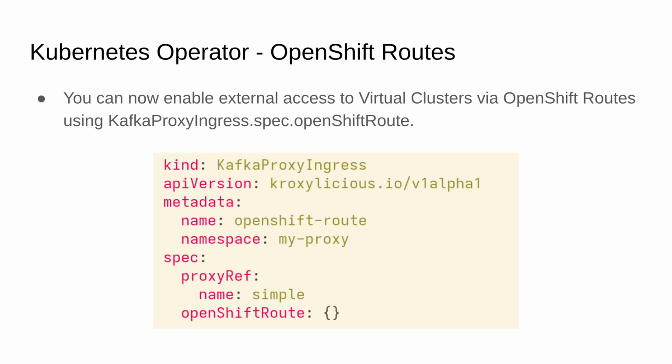On the Kubernetes operator side, one new feature is support for OpenShift routes. In your Kafka proxy ingress, you can now specify OpenShift route. And for your virtual cluster, this is going to manifest OpenShift routes for the Bootstrap and for each of your upstream brokers. And this is really cool. On OpenShift, you don't have to manage your own DNS here. So that's just one less thing that you have to set up to get connectivity off cluster into your virtual cluster.